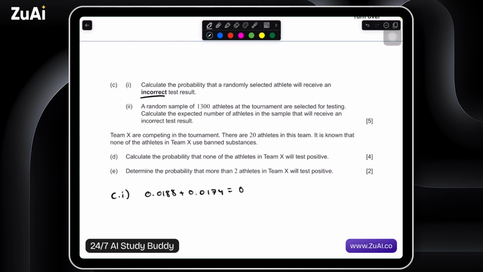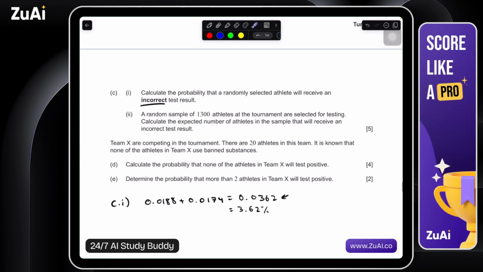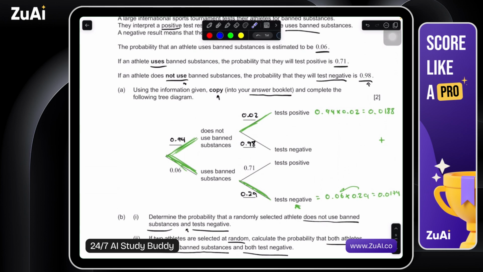What do we have? We have 0.0362. Or if we wanted to write this as a percent, 3.62%. IB is fine with fraction, decimal, or percent on probability. Okay, so, sorry that one was a little longer, but the idea is this person's clean, but they tested dirty. This person is, I guess they're using substances, and then they test clean. So, adding these two values, these are the two ways that someone can get an incorrect result.